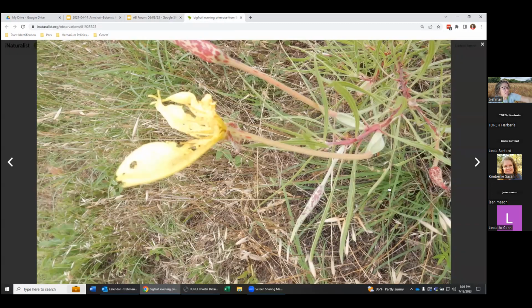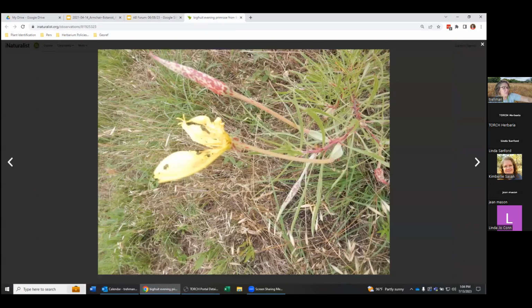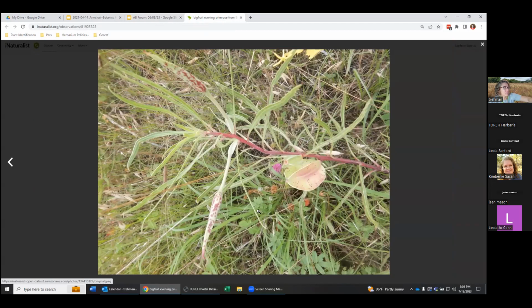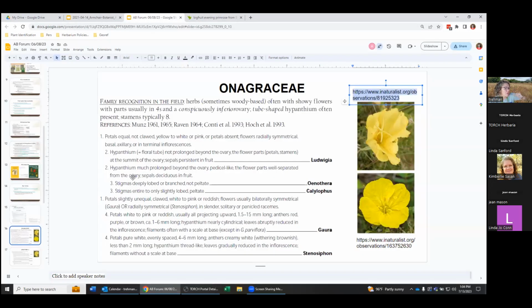So let's go to the next one, see if we can see. This is our ovary, and there are no longer sepals attached. So we do not have to worry about that one. Okay. So if I made that second choice, I'm now stuck between these 2 options right here, Oenothera being the first and Calylophus being the next.